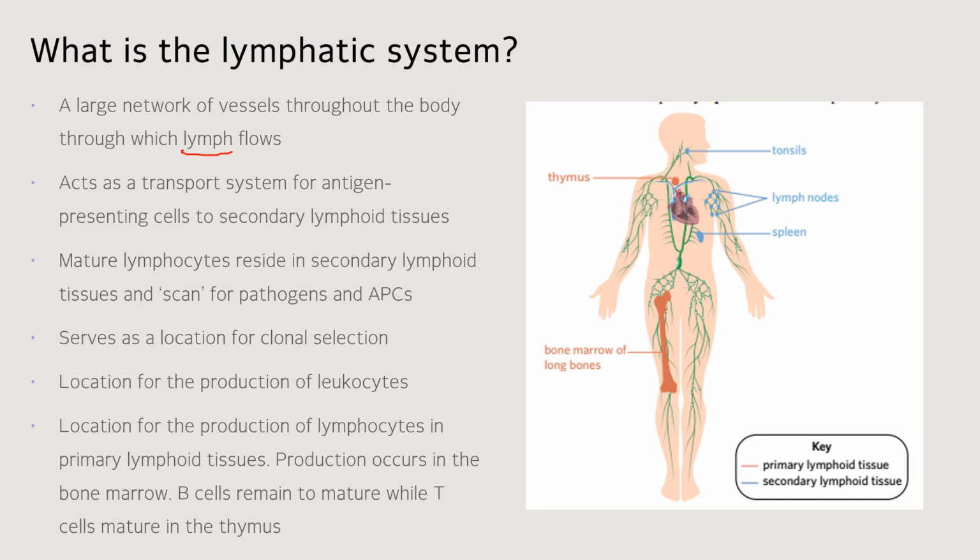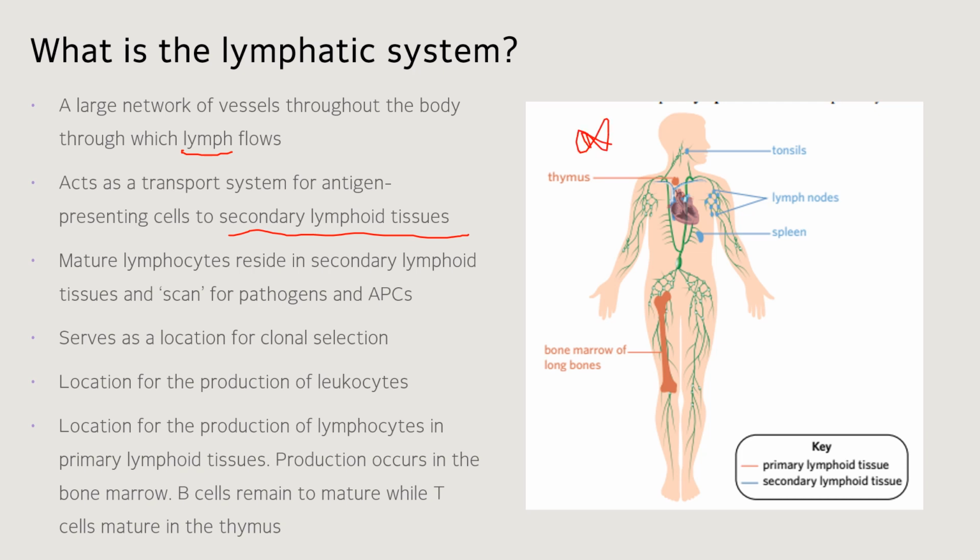The lymphatic system is sort of like the blood vessel system, but it has a very different purpose. It acts as a transport system for antigen-presenting cells to secondary lymphoid tissues, and I'll go through that in a second. Basically, this is the main transportation system for an adaptive immune response and the activation of that adaptive immune response. This is also where our immune cells are going to be born and created, and where a lot of them are going to mature as well. So let's go through these primary and secondary lymphoid tissues before I keep going.